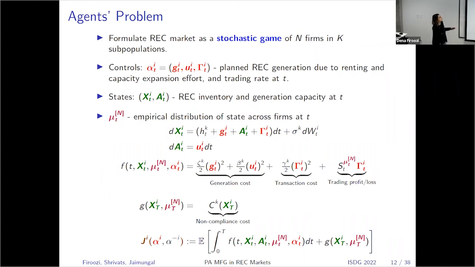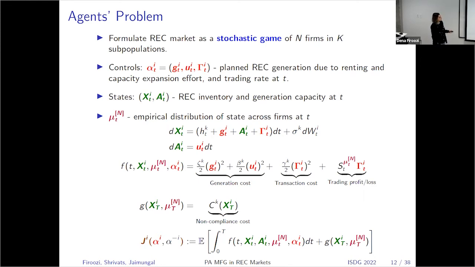And then we have the generation capacity expansion effort. So this is like investing in new facilities, buying more solar panels. And then we have the trading rate. So this is the amount of RECs traded per unit time by the firm. Its state process has two components: the REC inventory, so the amount of RECs that it has acquired up to time t, and also its generation capacity expansion.